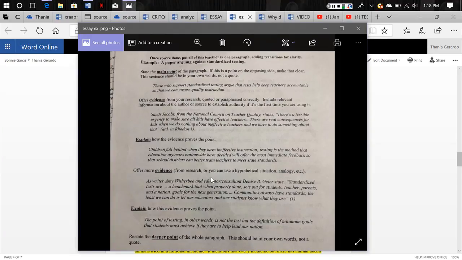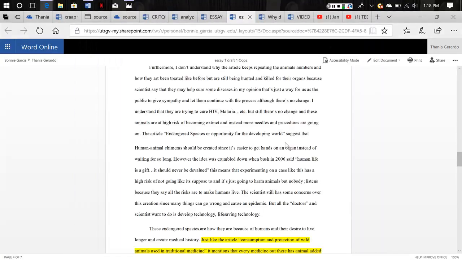It tells you that you have to state the main point of the paragraph, and it gives you an example, and then it tells you to give evidence. That's when you start quoting. That's when you get the quote from the research and paraphrase it. And then you explain the evidence, and then you get another quote that answers the first quote. And then you explain it, and then you go deeper into the point. So I followed this outline to do my quoting because obviously I did not know.